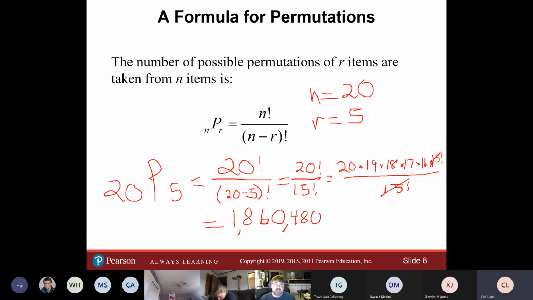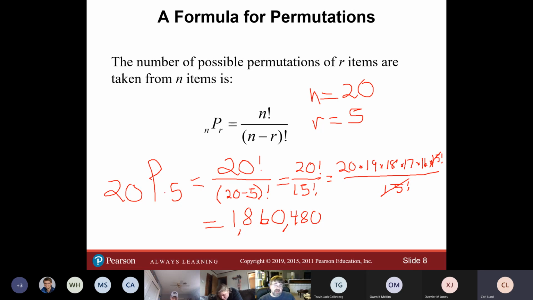There are 1,860,480 different ways to pick 5 out of 20, if it matters what comes first, second, third, fourth, fifth. Permutations get really big really quickly. In a small situation, they aren't that big. If they were just running and we're interested in who the top 2 runners were, there wouldn't be nearly so many possibilities. But permutations get really large really quickly.